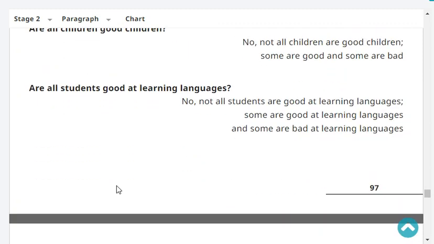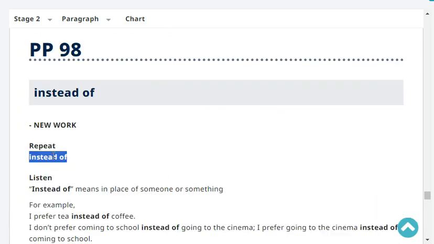Are all students good at learning languages? No, not all the students are good at learning languages. Some are good at learning languages, and some are bad at learning languages. Very good.